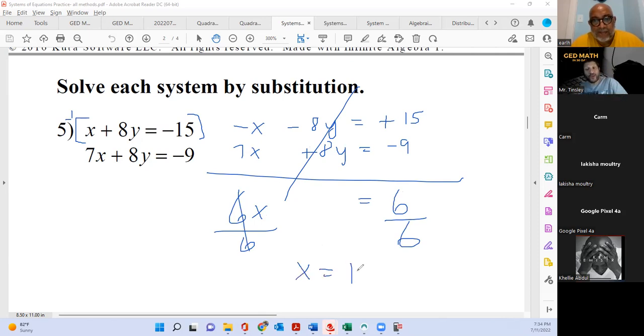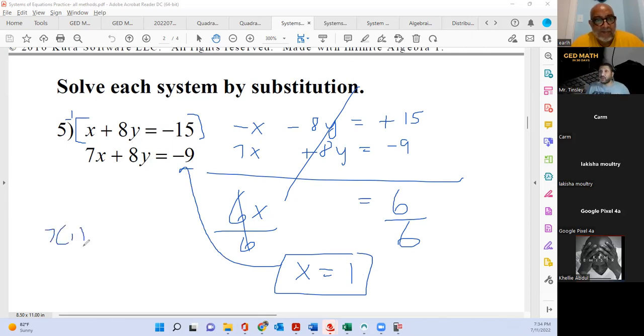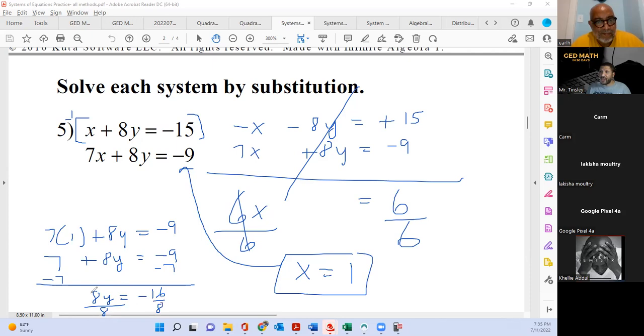But remember, you got 2 variables, so you need 2 answers. So you're going to take this one and plug it into one of these equations. I'll plug into the second one. 7 times 1 plus 8y equal -9. So 7 plus 8y equal -9. I'm going to subtract 7 from both sides. This is why you got to know that 1-step and 2-step algebraic equation so you can move through the algebra quickly. So the 2 7s cancel. We get 8y equal -16. 1-step equation, divide both sides by 8. The 8s cancel, y equal -2.